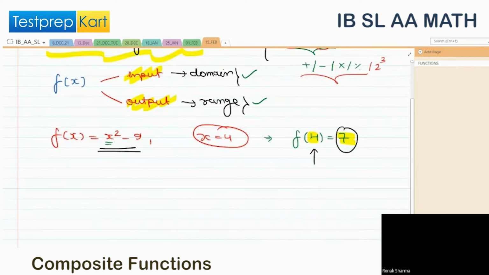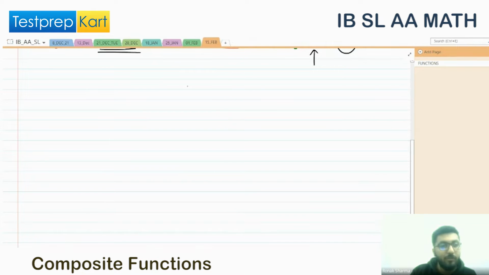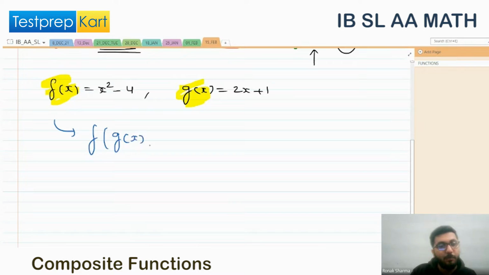So here, rather than giving the input as x equal to 4, I have f of x equal to x square minus 4. And g of x is 2x plus 1. There are two functions: f of x is x square minus 4 and g of x is 2x plus 1. So if I tell you to take g of x as an input, what does it mean? In a function, we can put anything as an input, right?